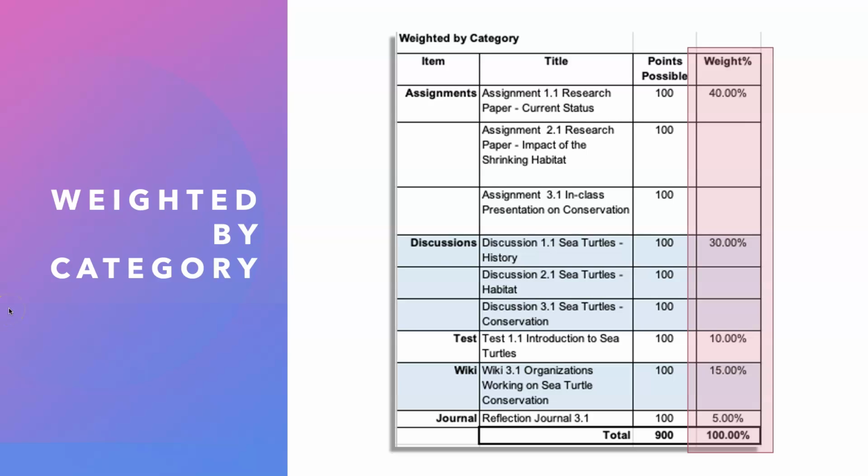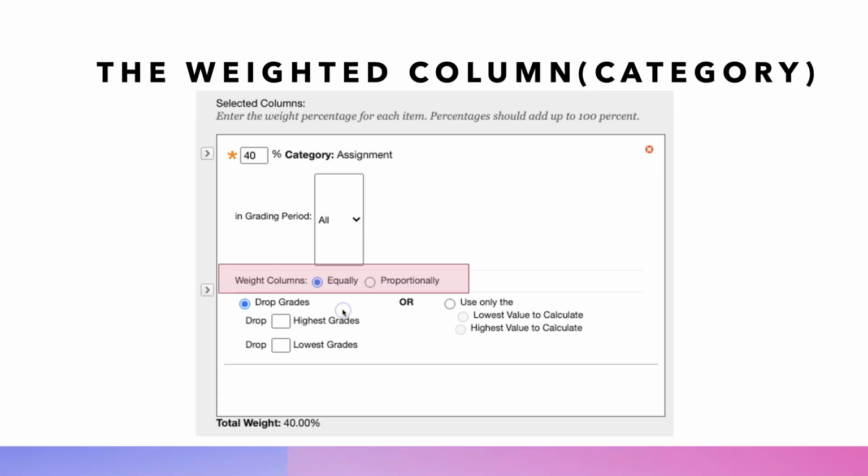You can also choose to set up the weightage by category of assessments. For example, here the assignments are worth 40%, discussions are worth 30%, and so on. Next, we would need to specify whether the calculation for each of these categories is done equally or proportionally.